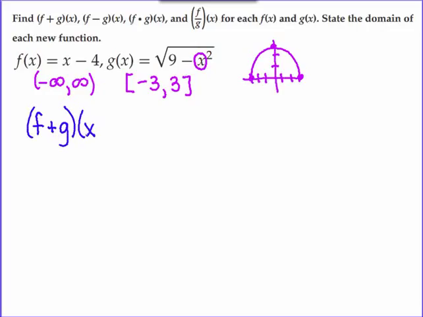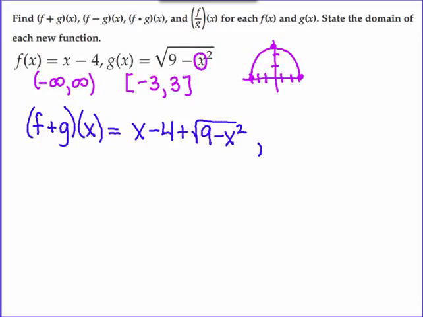Very easy. What are we going to do? Take the x minus 4 plus the square root of 9 minus x squared. Perfect, that's it. There you go, you're done.